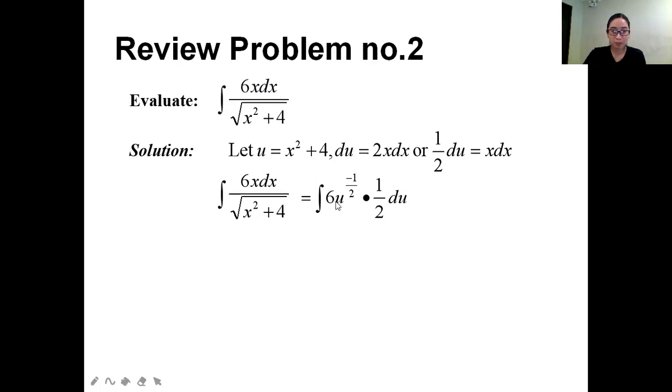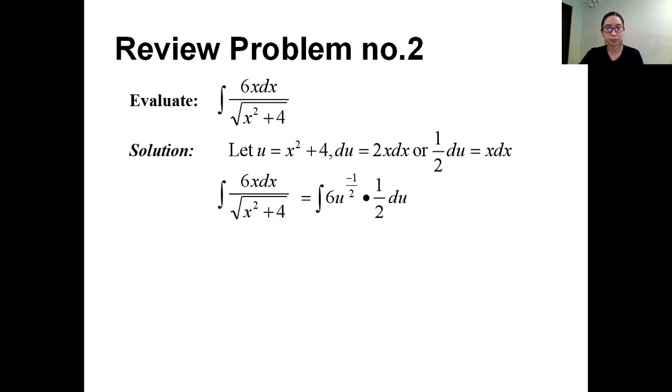So it becomes 6 times u to the power of negative 1 half. Okay? So it is just the same as 6 over u to the power of 1 half. So we just move it to the numerator, so it becomes negative, times 1 half du. Since we replaced x dx, it is replaced by 1 half du.